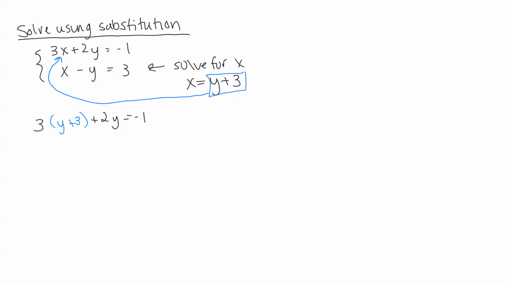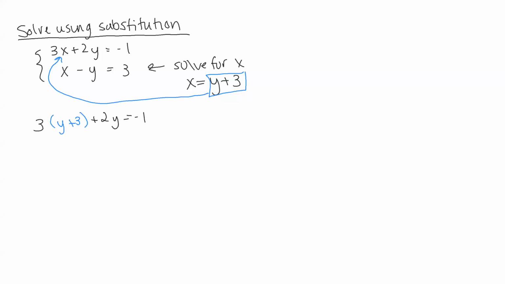So by taking the second equation, solving it for x, I did that by adding a y to both sides. I now have a value for x. The value for x is y plus 3. I'm going to take that value, plug it into the opposite equation, which would be the first equation. And what I've done is I've now created an equation in just one variable, y. So we're going to solve this equation.